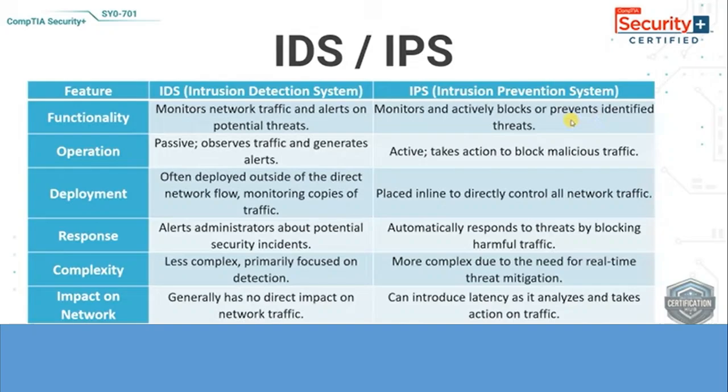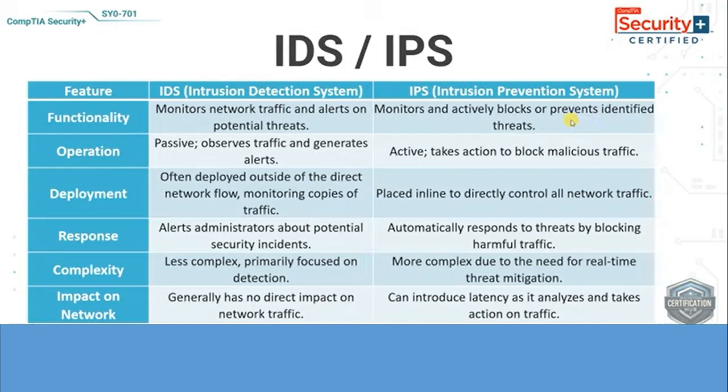If we talk about deployment, IDS is deployed outside of the direct network flow, monitoring copies of the traffic. But IPS is placed inline to directly control all the network traffic. If we talk about the response, IDS alerts the administrator about potential security incidents, but IPS automatically responds to the threat by blocking harmful traffic. It will not wait for the administrator's action. It will automatically respond to the threats.